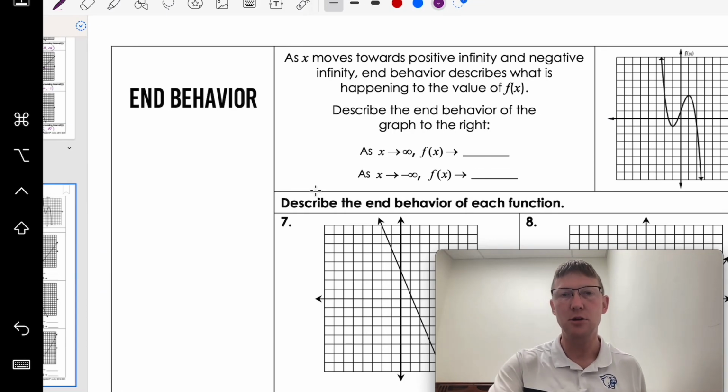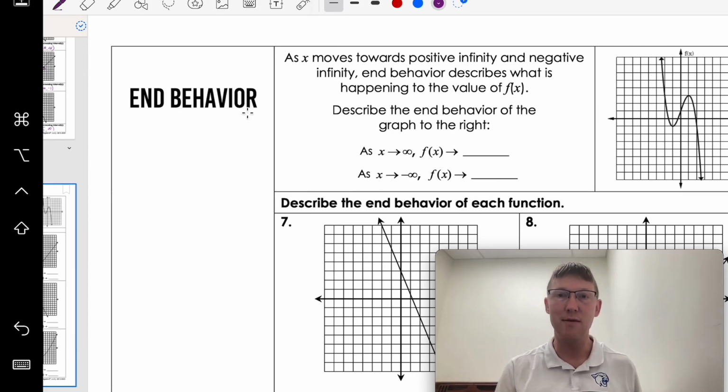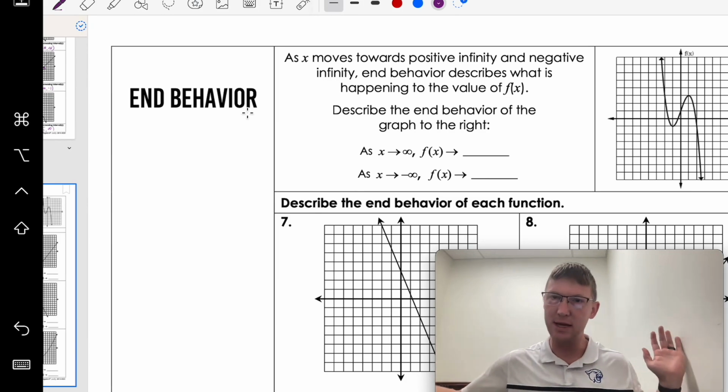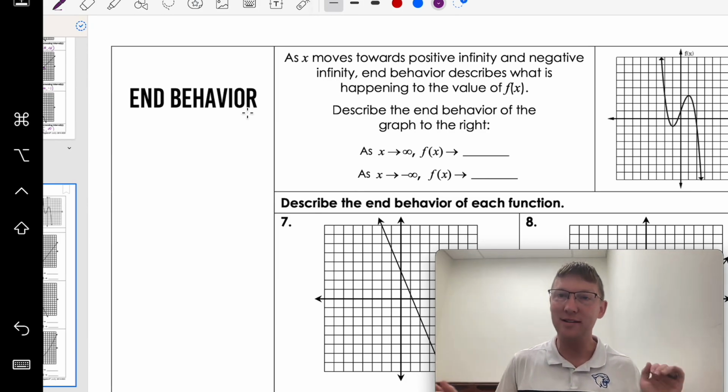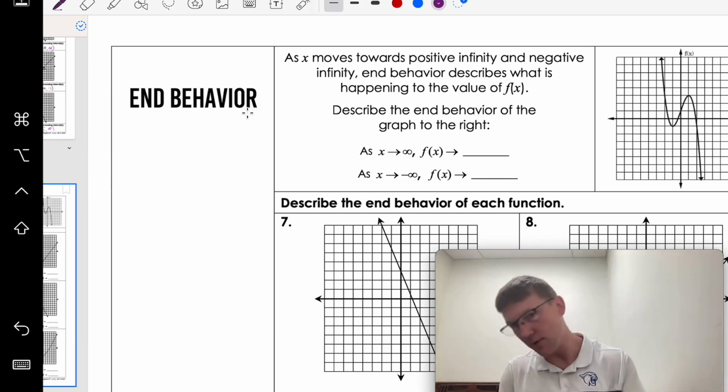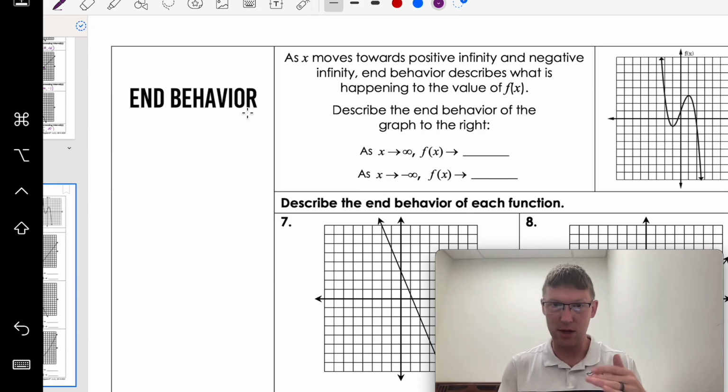Okay, so the next characteristic is called end behavior. This idea of end behavior is as we go off into infinity along the x-axis, what does the graph do? Does it go up forever? Does it go down forever? Or does it stop at a certain line or something like that?